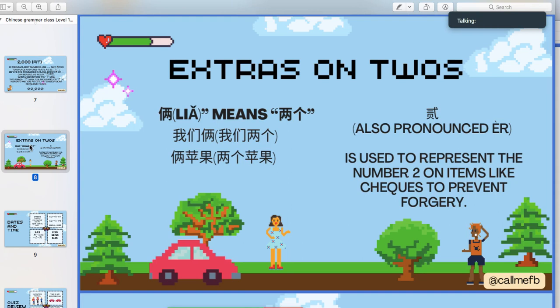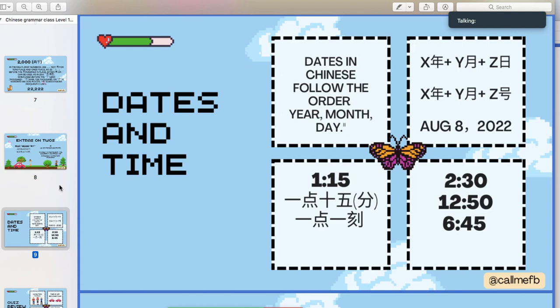Okay, good. Let's move on to date and time. So they follow the order: year, month, and day. Like what we do here. X being the year, and then the character for year, nian, followed by the month, and then the day, ri. That's the same order. Sometimes you find ri, or you find hao.